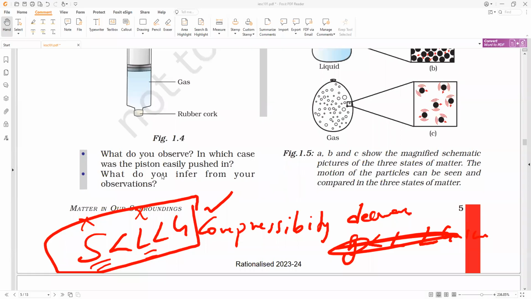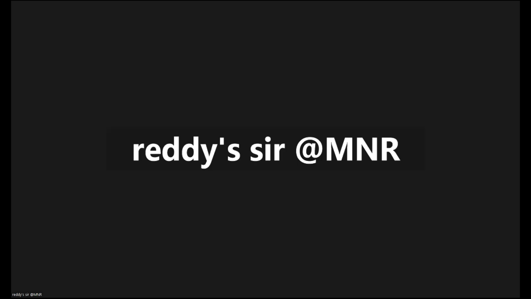So we can conclude that gases have high compressibility compared to liquids and solids, because the gaps between the particles decrease from gases to solids. Is it right or wrong? Solids are more close, liquids a little closer, and gases very, very far from each other. Is it right or wrong, guys? Yes or no? All of you? That is what you have to remember.